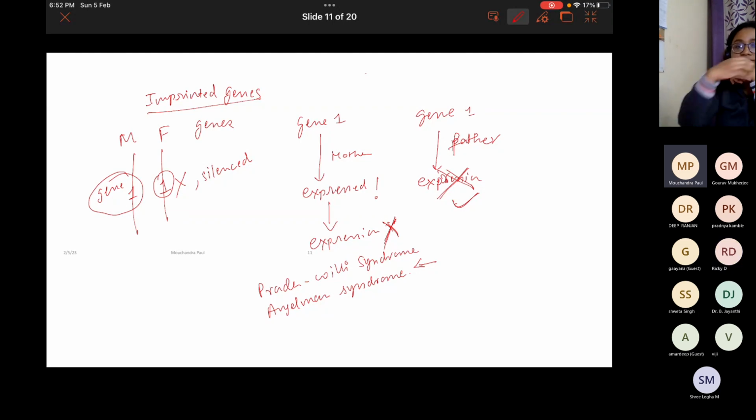I understand. It is included in the assignment questions, but thinking of a broader aspect and the overall concept of this imprinted disorder, it would be incomplete if we don't know this.